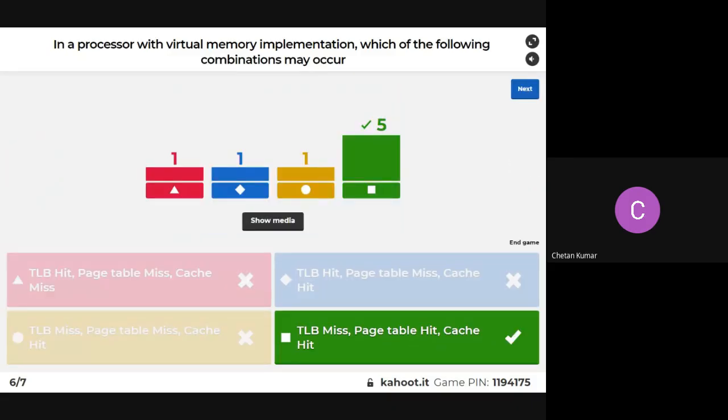Yeah, they're not quick enough. So TLB miss, cache hit, and page hit can occur. So for all of these three cases, page miss is there. When there is a page miss, there is no possibility of TLB hit. There is no possibility of cache hit. So that is why these three are eliminated. So only one choice is left.